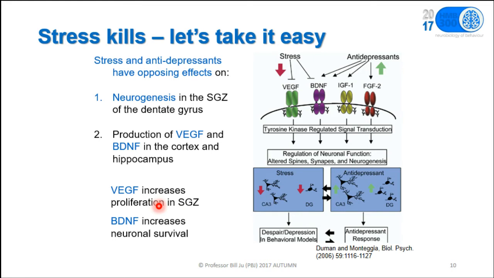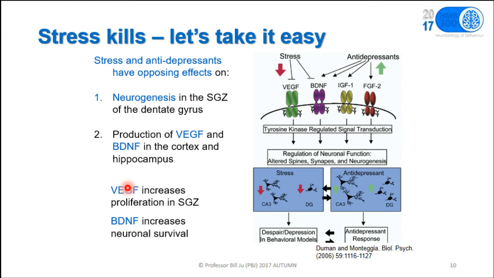So again, suggesting that that hippocampal pathway, that dentate gyrus, is really important. So we need VEGF to increase proliferation within that subgranular zone layer, and we know that without BDNF, we actually don't have that cell survival.